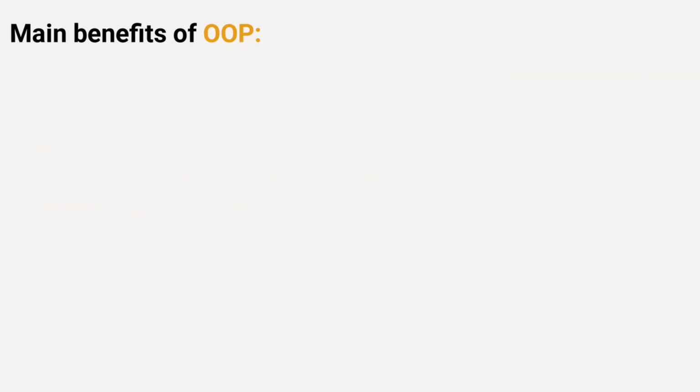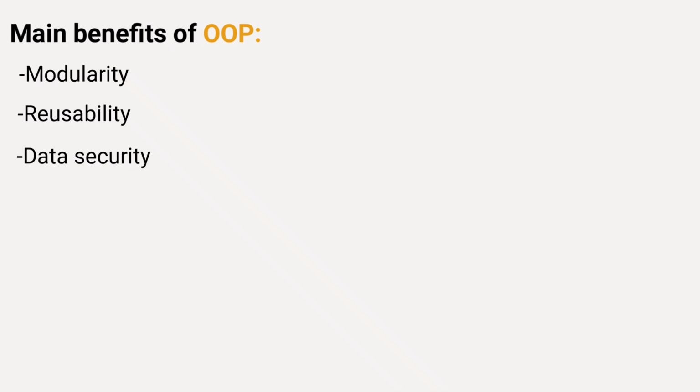There are some benefits of object-oriented programming. Modularity. Code is organized into classes. Each class handles one specific task or concept. Reusability. You can reuse existing classes using inheritance instead of writing code again. Data security, encapsulation. Sensitive data is hidden using private or protected access specifiers. Flexibility, polymorphism. One function can work in different ways depending on the object. Easy maintenance. Changes in one part of the program have minimal effects on others.